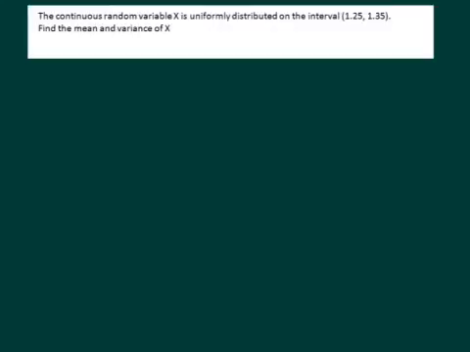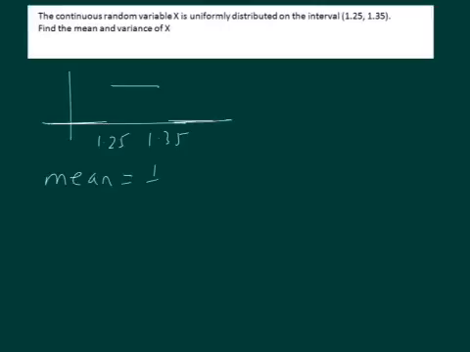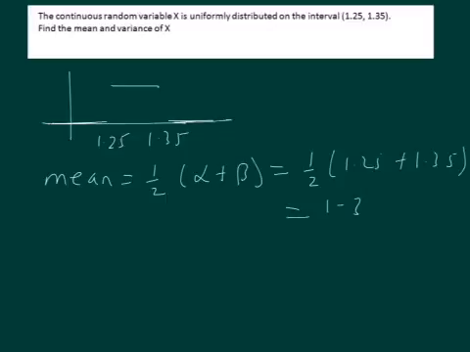So here's an example. We've got a continuous random variable. It's uniformly distributed on the interval 1.25 to 1.35. So it's going to look a bit like this, with 0 there and 0 there. So the mean is a half alpha plus beta. So that's a half of 1.25 plus 1.35, which works out to be 1.3.